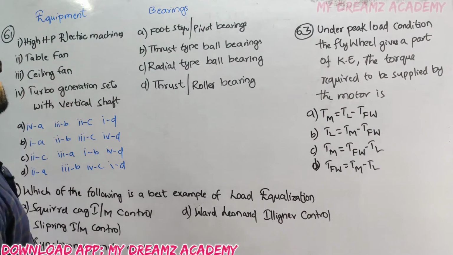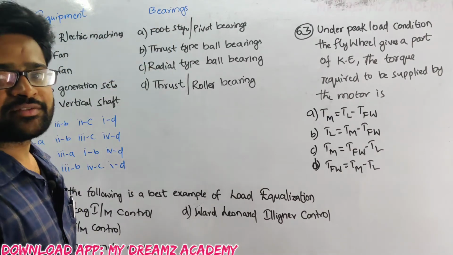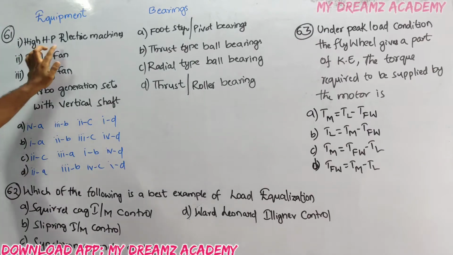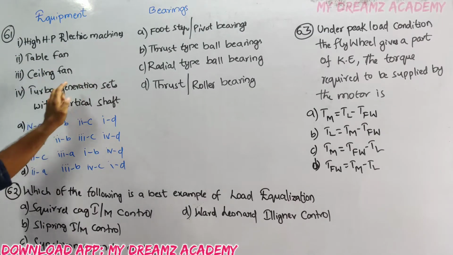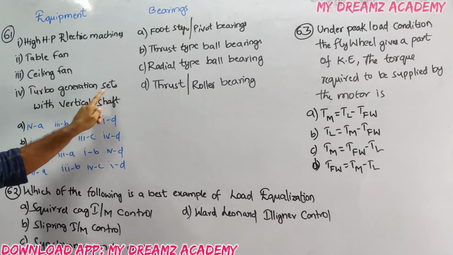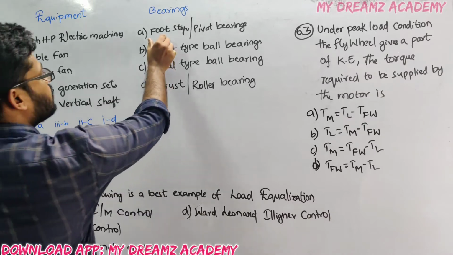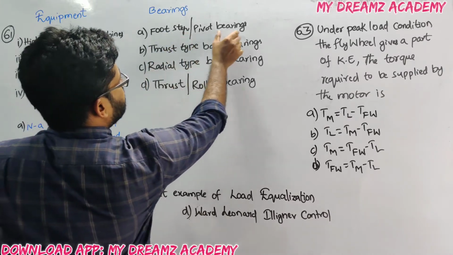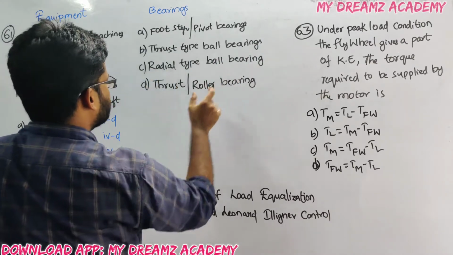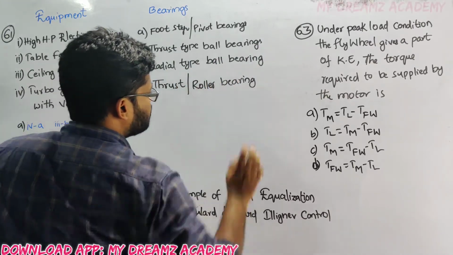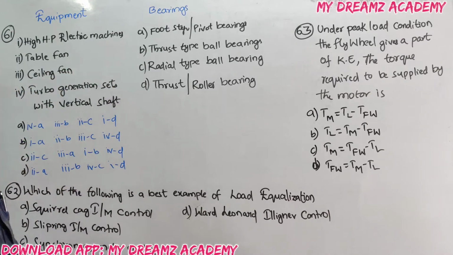Question number 61. Match the following equipment with their bearings. High HP electric machines, table fans, ceiling fan, turbo generator set with vertical shaft, and the bearings: foot step or pivot bearing, thrust type ball bearings, radial type ball bearings, thrust or roller bearings. So which bearings will be used in this equipment?